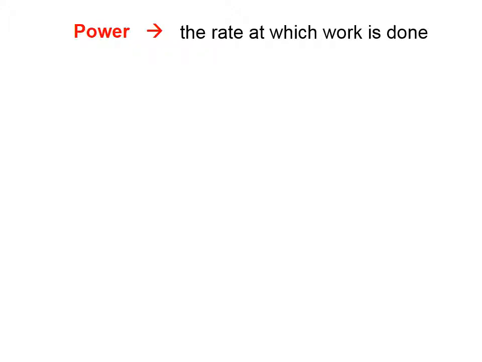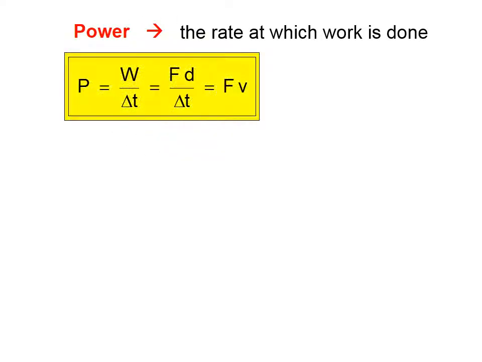Power is the rate at which work is done. Here we have some variations of equations, any one of which we can use to calculate power. Power is work divided by time.